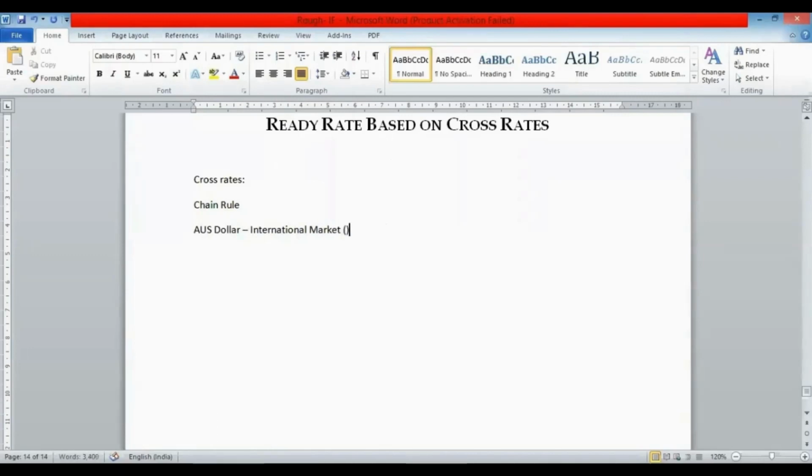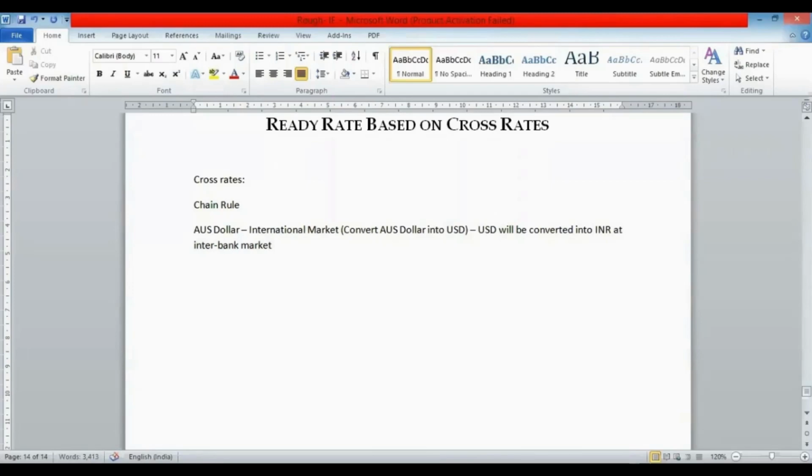From the international market, they will convert Australian dollar into USD, and then USD will be converted into INR at the interbank market. This will be the whole procedure that we have to follow.